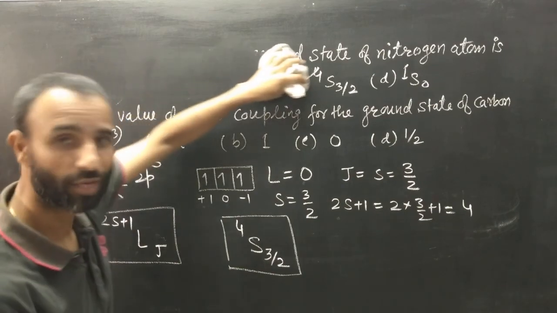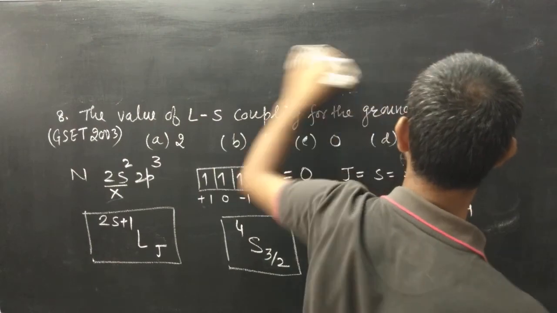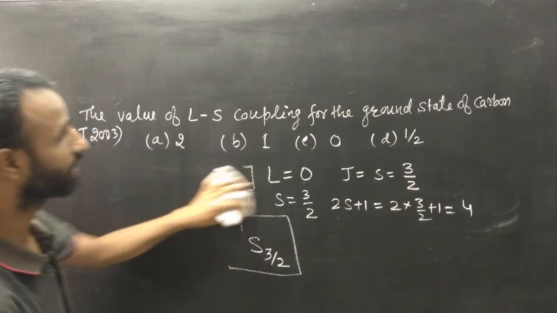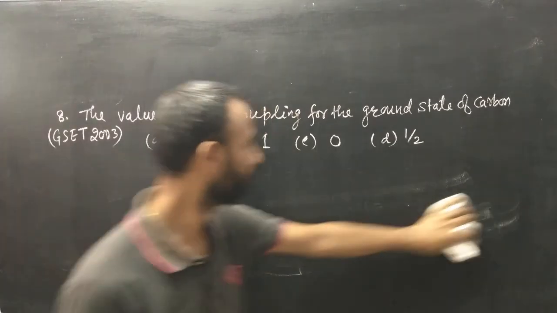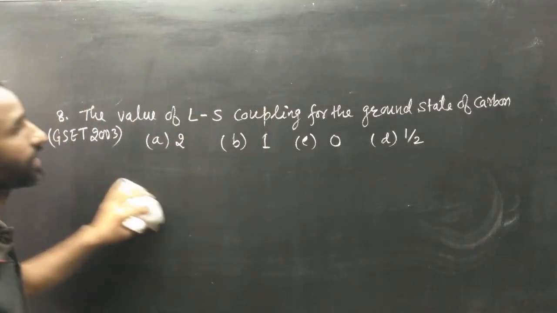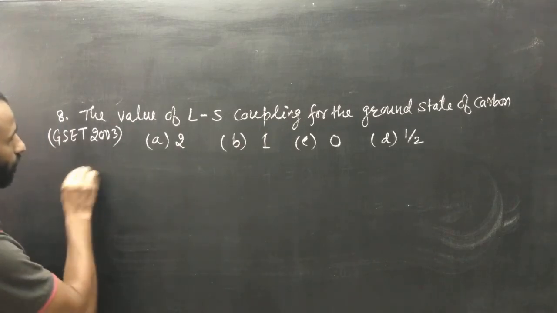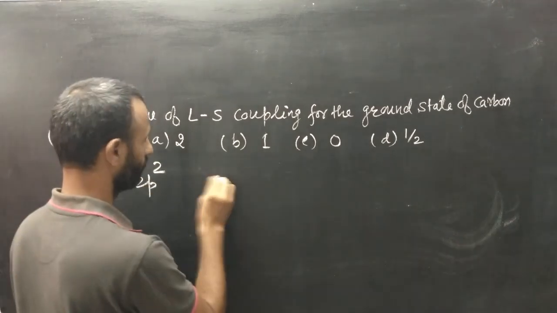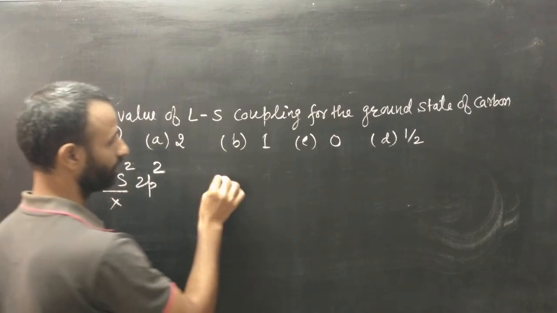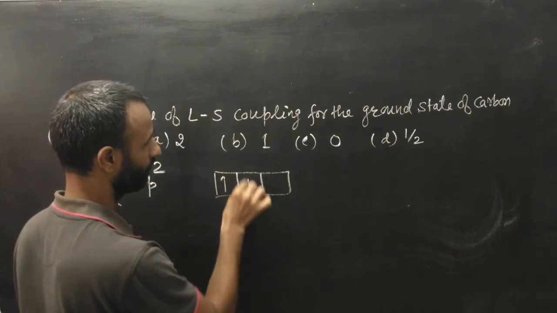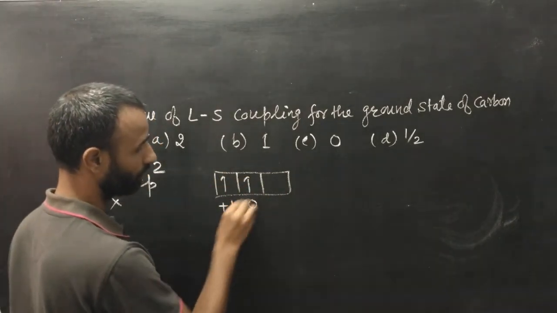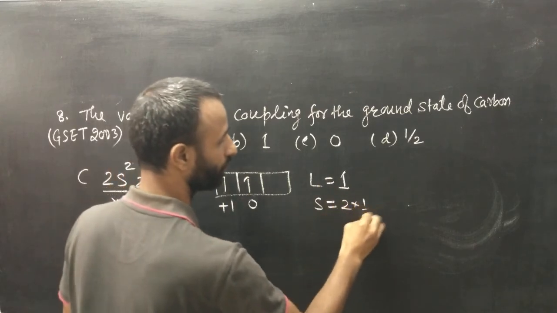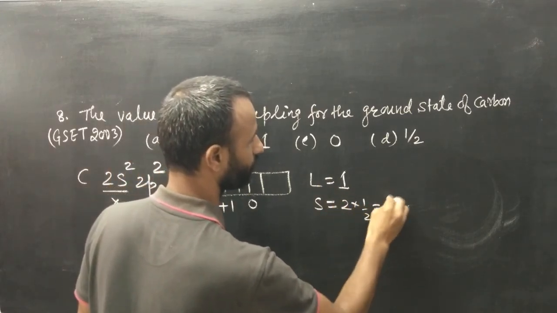As well as NET 2011, both GSET as well as NET exam, this question came. Now, the value of LS coupling for the ground state of carbon. So, you know, carbon is 2s2, 2p2. So the fully filled part is discarded. So for P, it is like this, +1, 0. So L is 1. S is 2 into 1 by 2, that is 1.